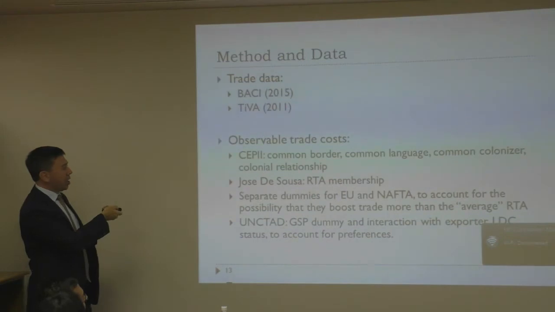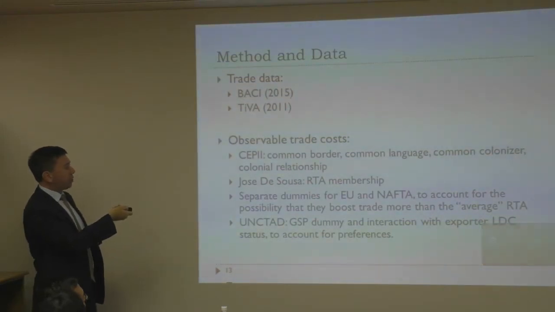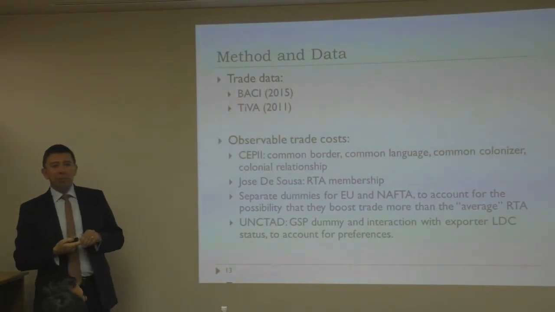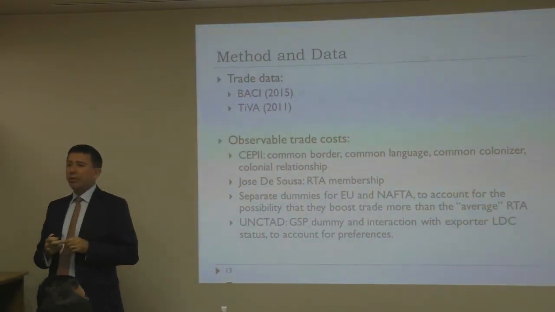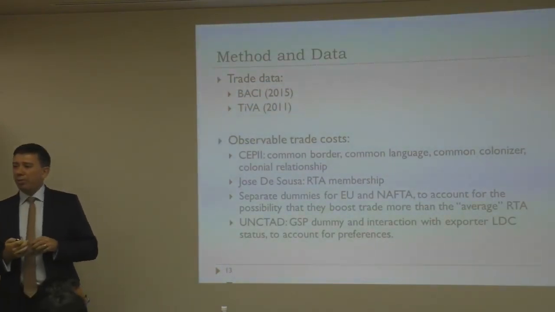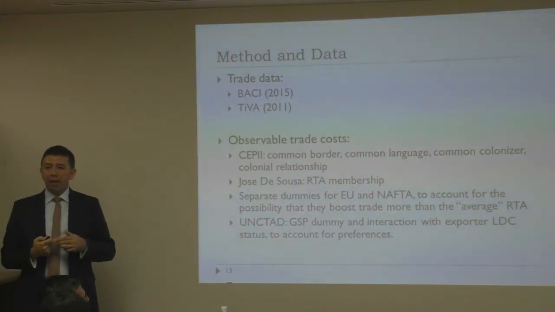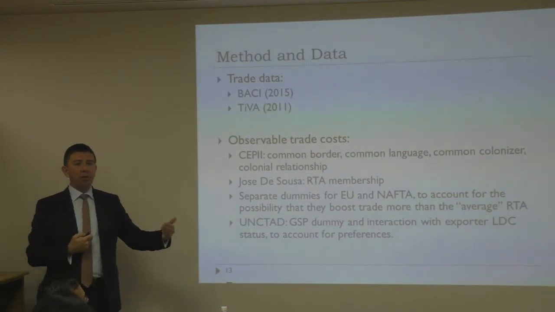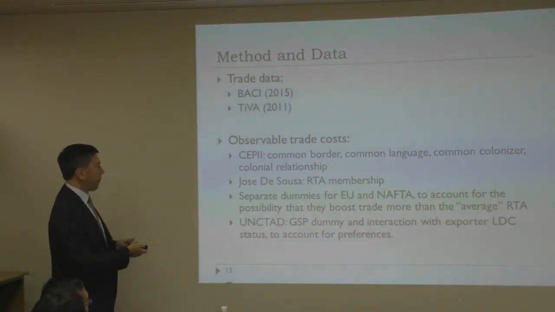Then for observable trade costs, I use a bunch of standard gravity variables, so that's in any gravity model you'll ever see. I use a dummy for RTA membership. Then I use separate dummies for EU membership and NAFTA membership. The reason for that being that I'm suspicious that the EU and NAFTA may have effects that are stronger than the average RTA. Okay, so I want to see if the data bear that out.